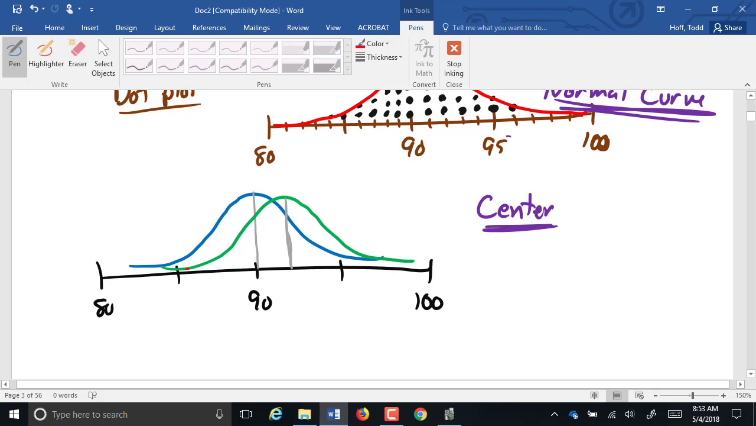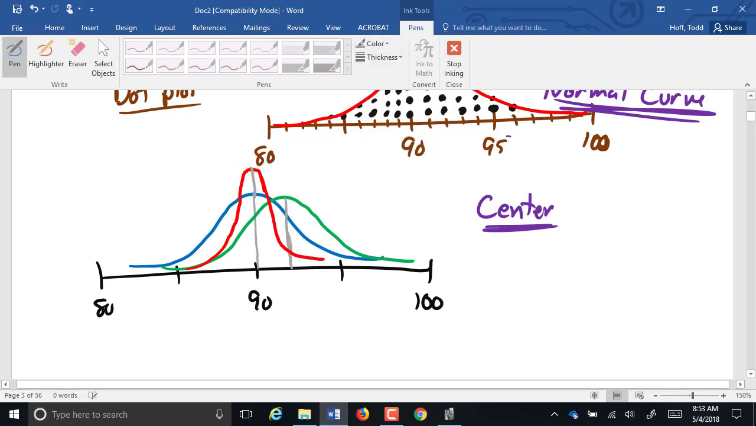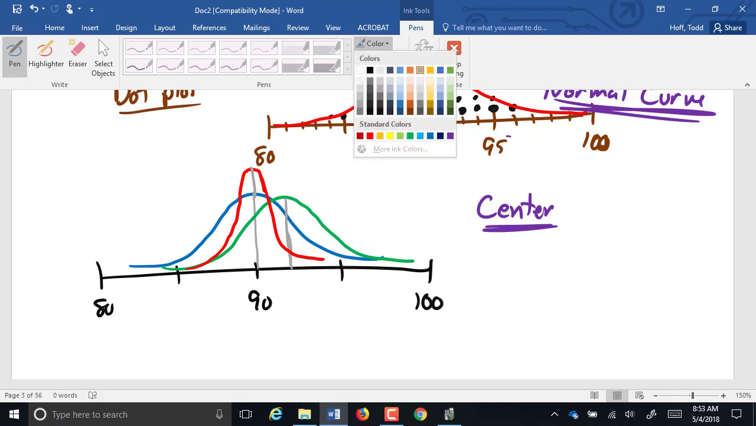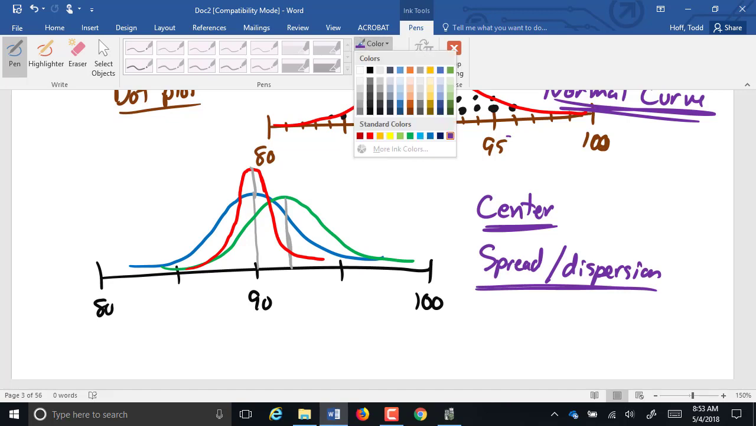Well, the other difference we could have would look like this. Now this red curve has a center that's still at 90. How would I describe the difference between the red curve and the blue curve? Steeper, narrower. The blue curve is more spread out. That is called spread or sometimes called dispersion. Those two words mean the same thing.